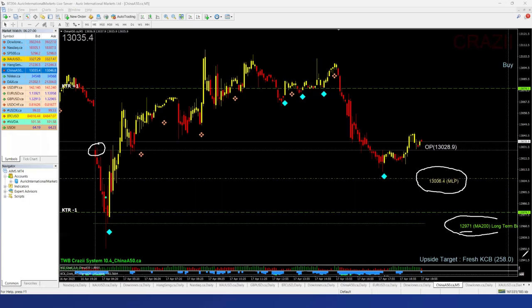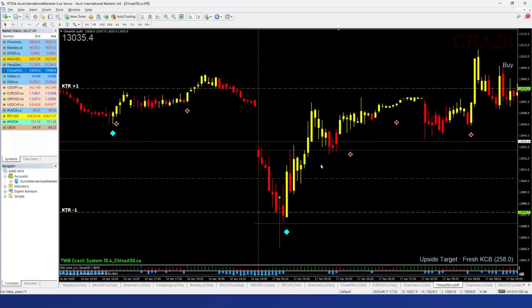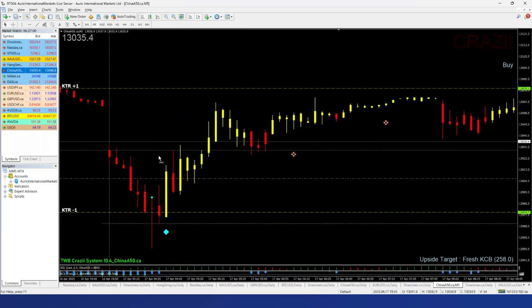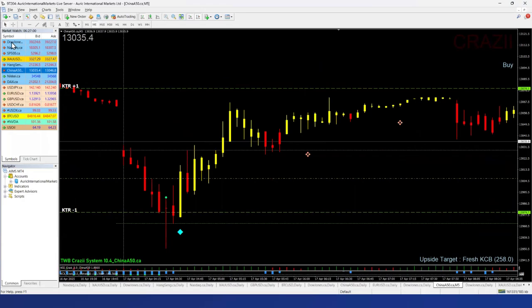So very simple. We all know the fact, if the market is below OP, what do we do? We sell, right? Okay, so I do it slowly for you. Below OP, the color bar is red in color. So do we sell? Yes, we will sell.